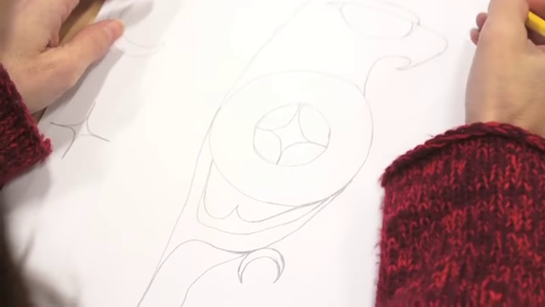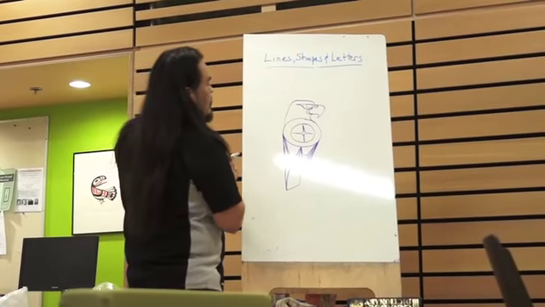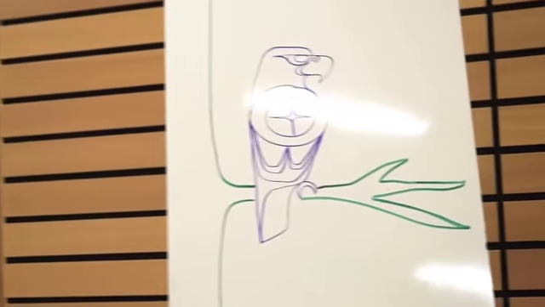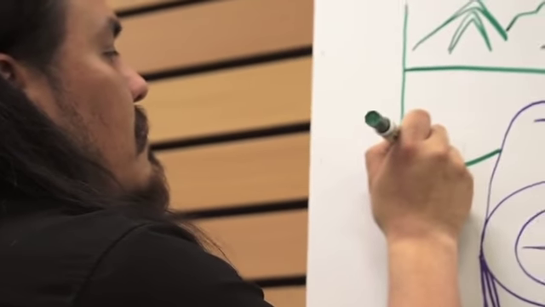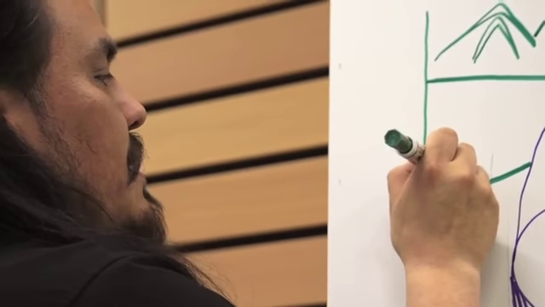For our eagle, I would like to see this eagle sitting on just a tree branch, and you can add some trees, make them simple.